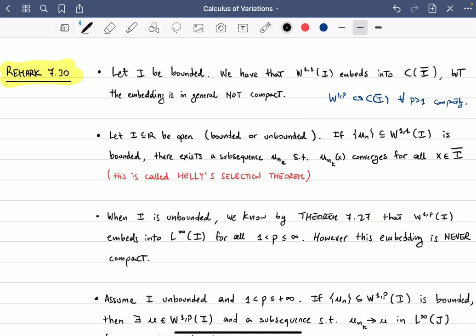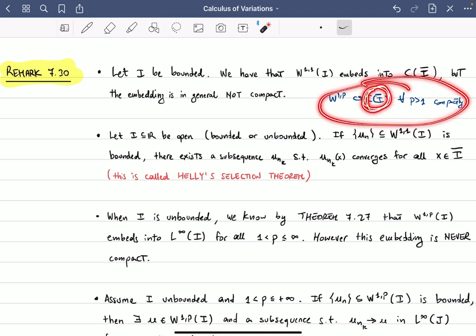And so this is just telling you that you don't have uniform convergence like you do in this case here, because this embedding was compact with respect to the L infinity norm of uniform convergence on the continuous functions. But instead you only have pointwise convergence. Okay, so this is the second remark.